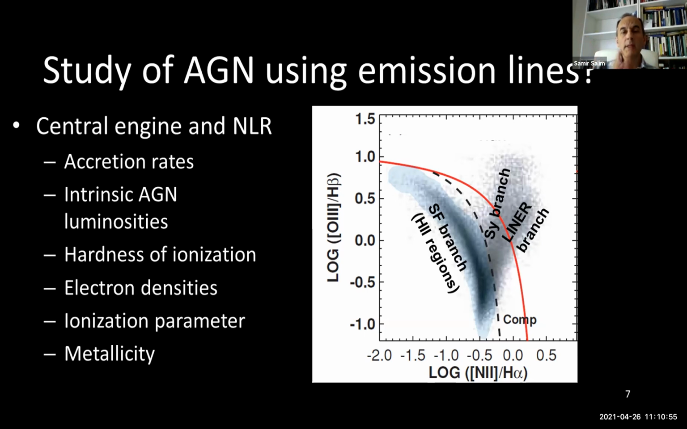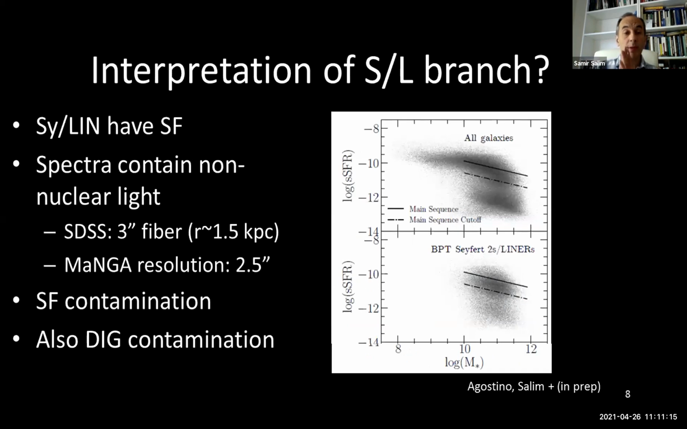So knowing the diversity of these parameters for AGN could be a very important clue in understanding whether they can actually drive things such as quenching, because that will depend on power and things like that. However, there is a big problem with using the observed line ratios to infer anything about the AGN or LINERs, okay? The problem is that most of these objects actually have a lot of star formation going on in them.